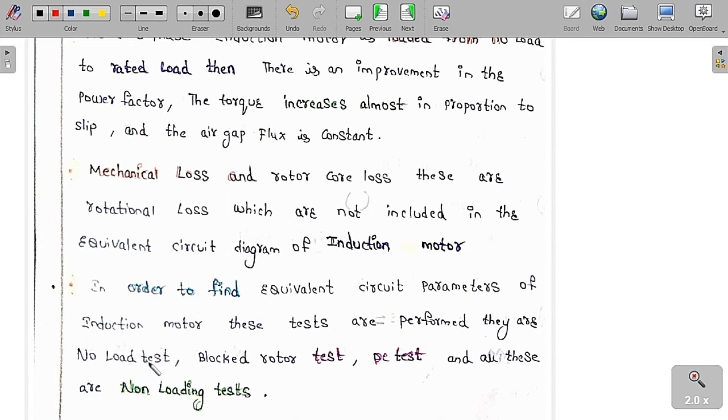With the help of the no load test, we are going to figure out the shunt branch parameters, with the help of the blocked rotor test, we are going to find the series branch parameters, and with the help of the DC test, we are going to find the resistance of the armature, or simply the stator coil.